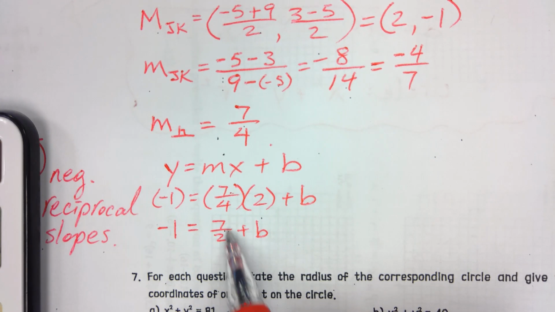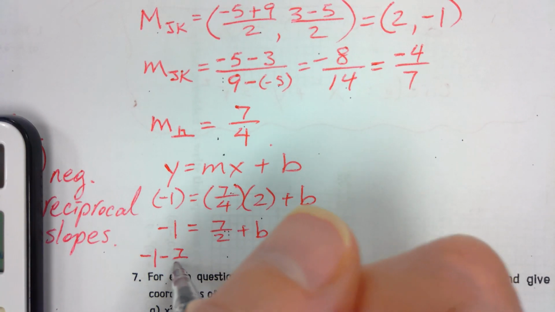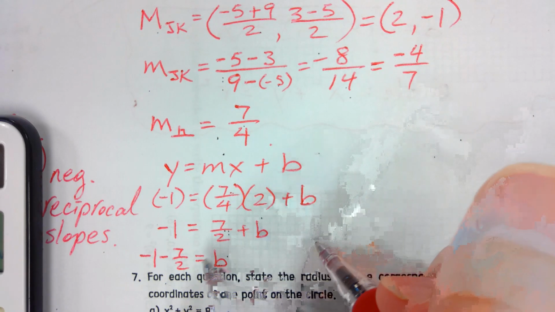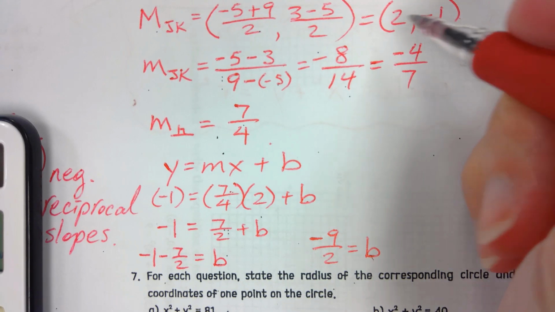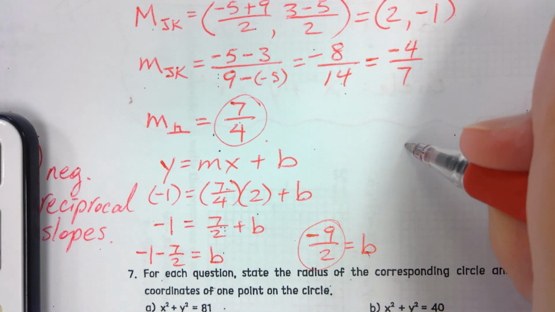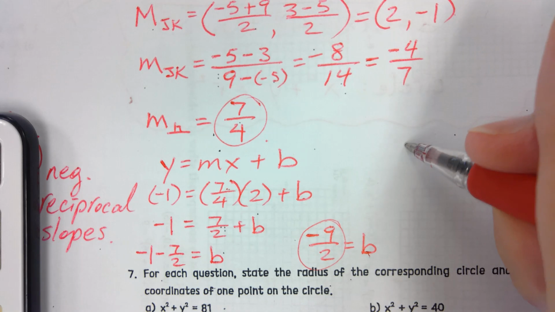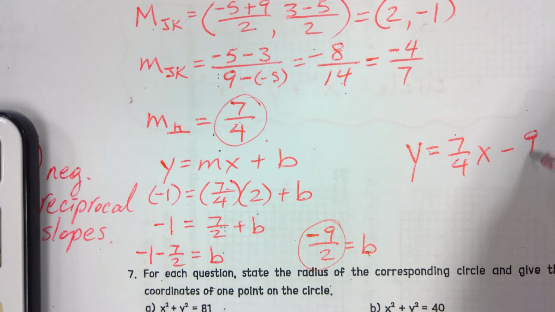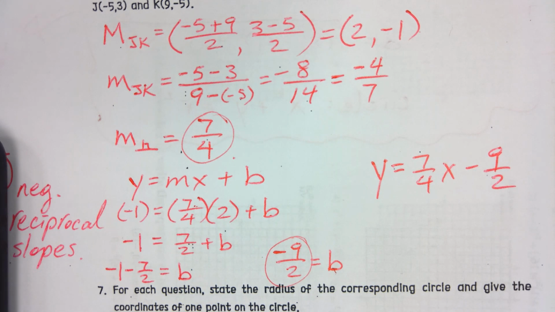Okay, and then move that over. So negative 1 minus 7 over 2. So negative 2 minus 7. So b is negative 9 over 2. I have b, I have m. Therefore, my equation is, let's see, Gavin. Y equals 7 over 4x minus 9 over 4. Perfect. Good job. All right, so that was the second type.